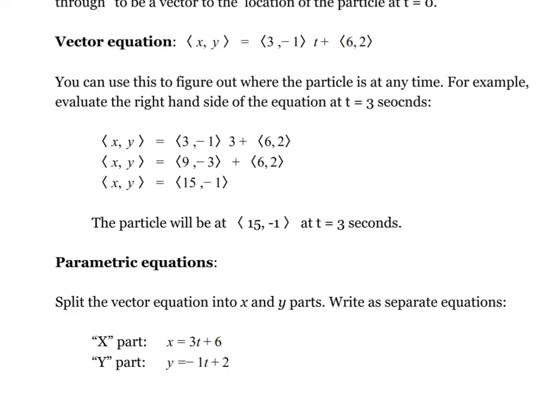Bring that down. So now you have a single equation. It's not a vector equation anymore, but it's only for the x component of the situation. It's describing the motion of the x coordinate of the particle slash bird. And the y part is taking the y parts of the vector equation. So we take the y, the -1, the t, and the 2 from the vector equation and write them as a single equation. Y equals -1 times t plus 2. So now we have an equation that describes the change of the y coordinate of this particle slash bird as a function of time.